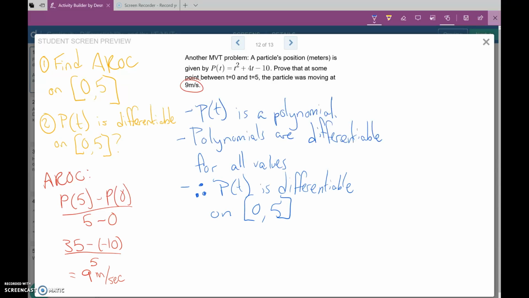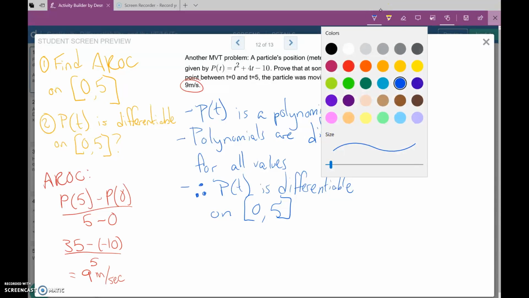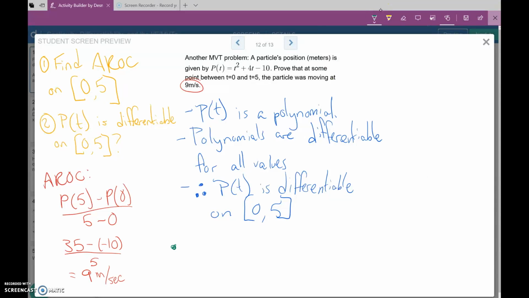We know P of t is differentiable because, one, P of t is a polynomial, and two, all polynomials are differentiable for all real numbers. So therefore, P of t is differentiable on the interval 0, 5. So therefore, the mean value theorem. By the way, these three little dots are a math symbol for therefore, in case you haven't seen it before.